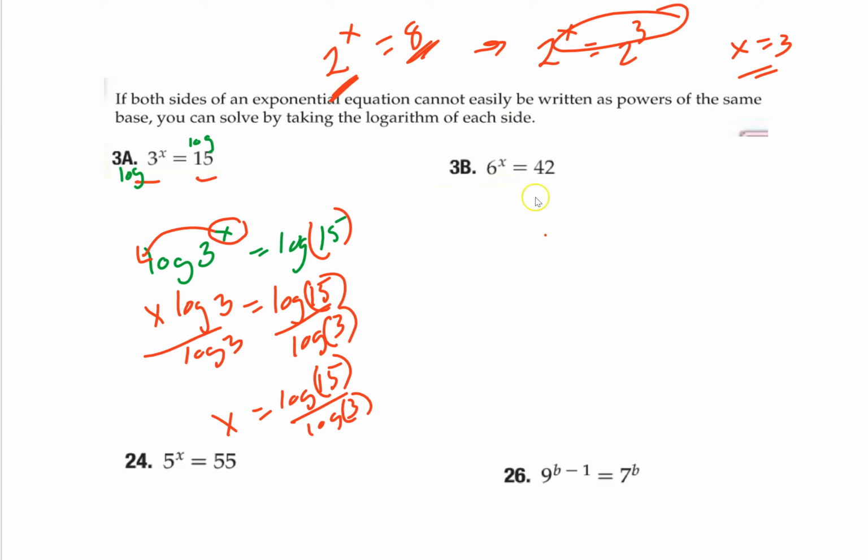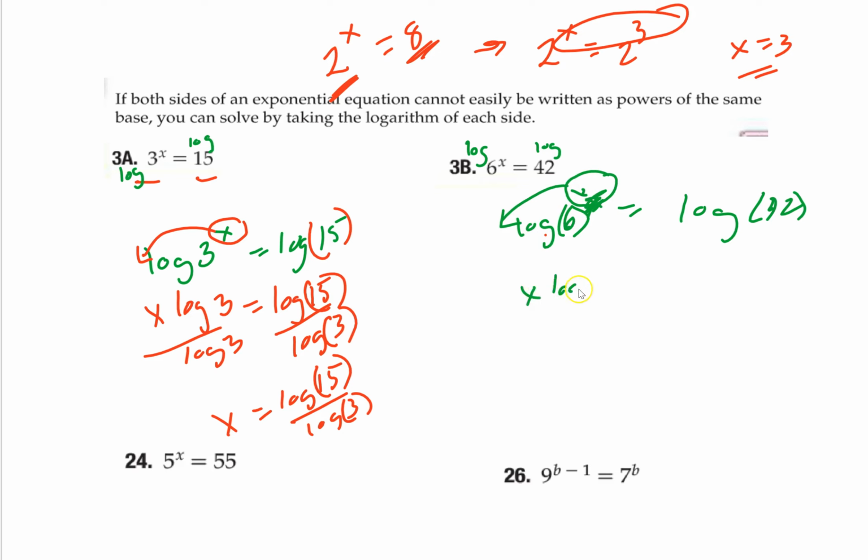So same thing here. You're like, oh, I can't get these bases to match: 6 to the x equals 42. There's no base for 42. So what we do is take the log of both sides because we can't match the bases. So you get log of 6 to the x equals log of 42. Right? Now I can move my x to the front. I'm trying to get better at doing that. It's x log 6 equals log of 42. Then to get the x by itself, you just divide by log of 6.